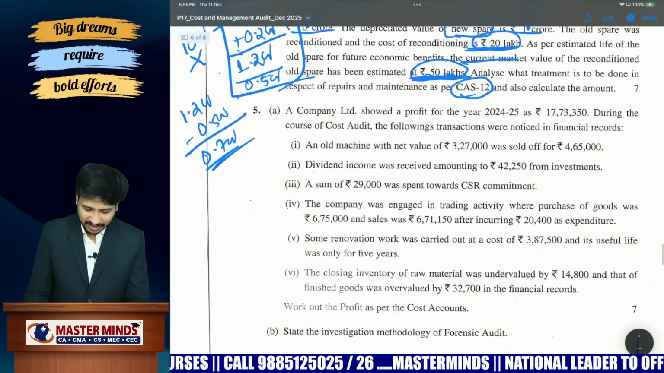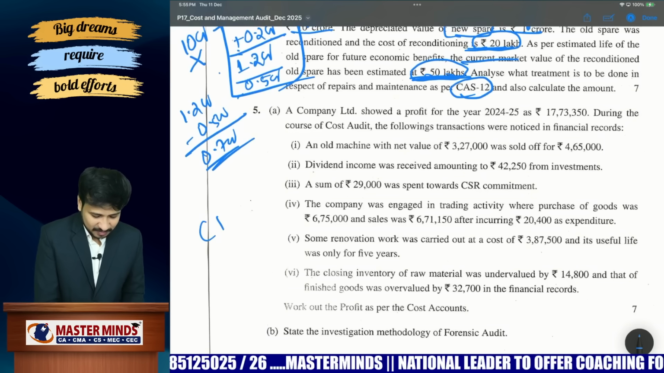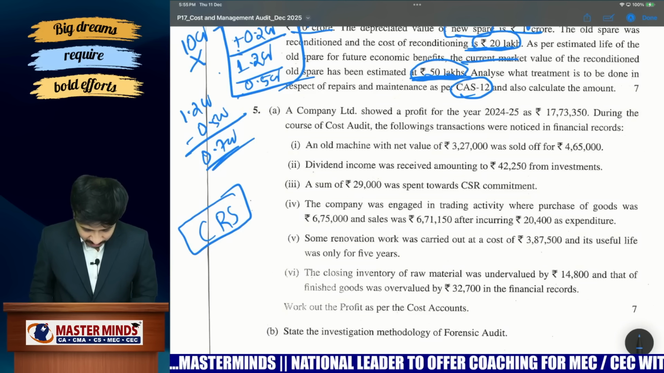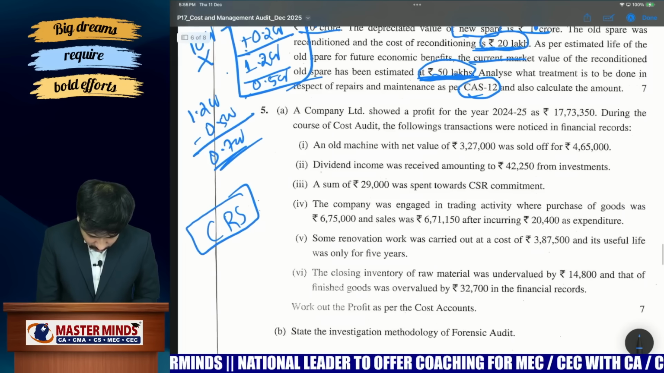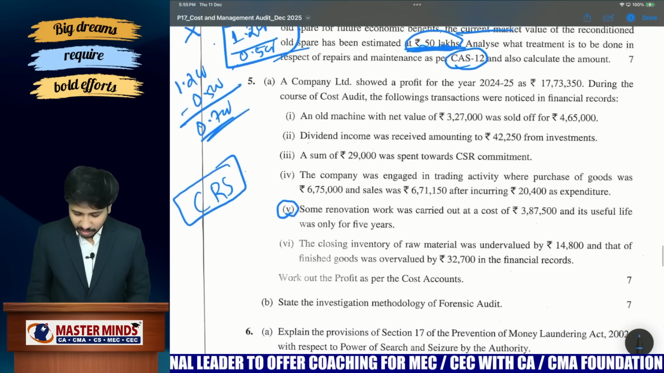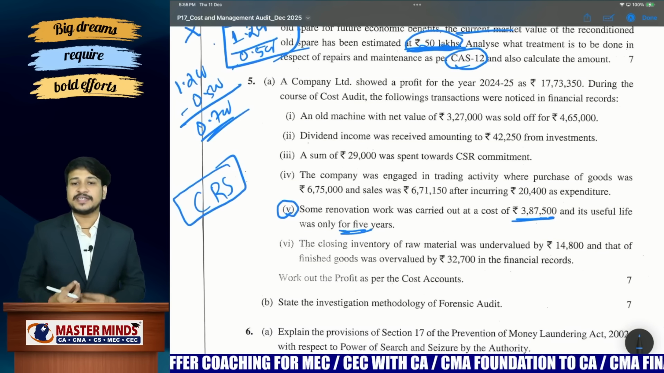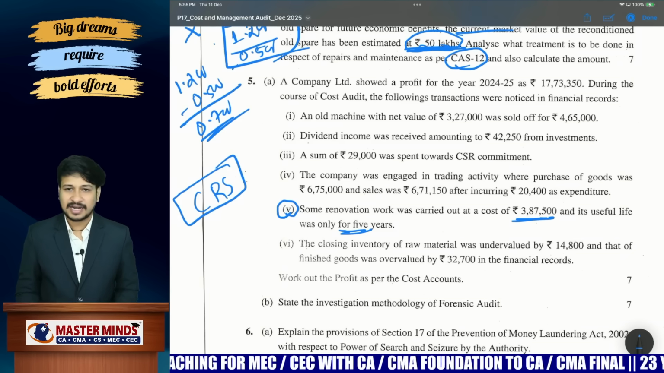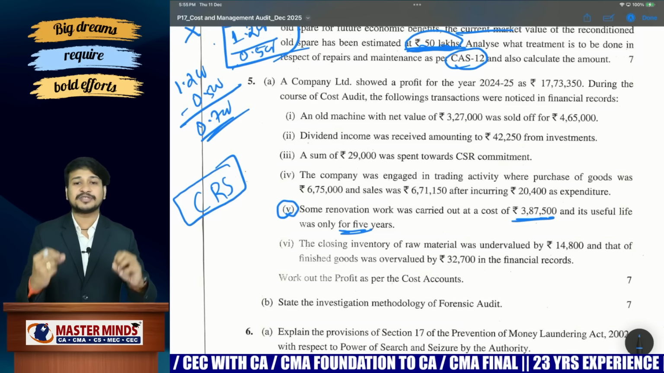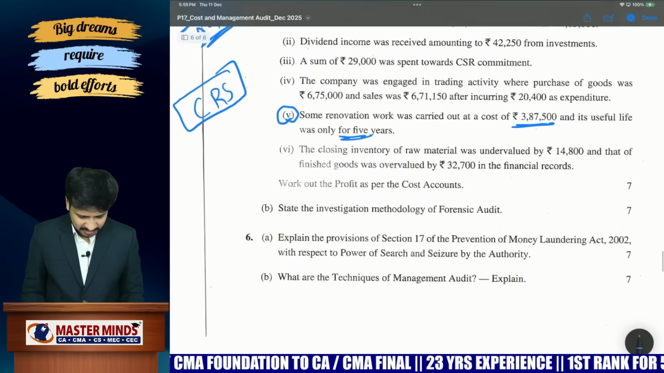And now coming to question number 5 here, not speaking more about this at all because this is a copy paste question. And frankly speaking, he is asking you to prepare cost reconciliation statement. And there's a small catch here. The point with respect to point number 5: some renovation work has been carried out where the cost is 3,87,500 and its useful life was only 5 years. He did not mention whether it is in cost records or financial records, and hence you can assume and comfortably write, but we clearly want the assumption whatever you have written. And all the remaining things are absolutely same and very easy.